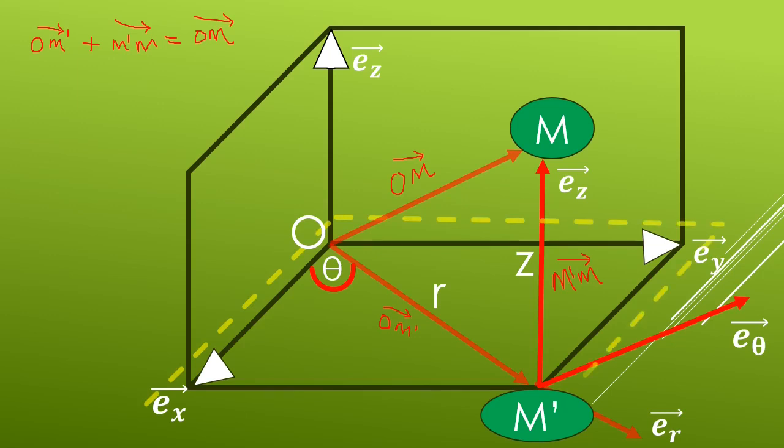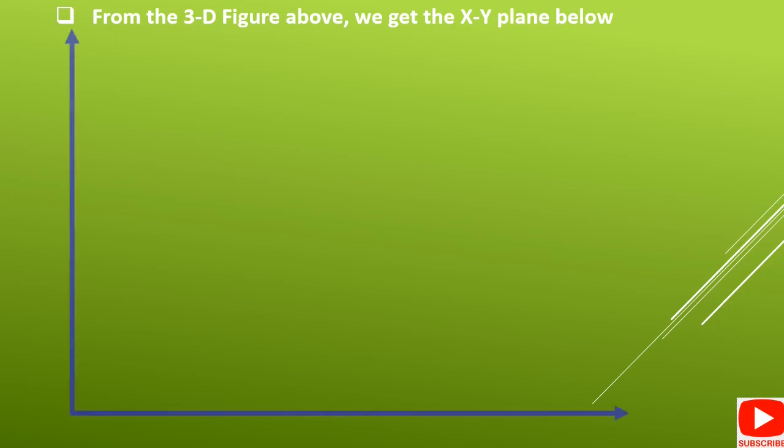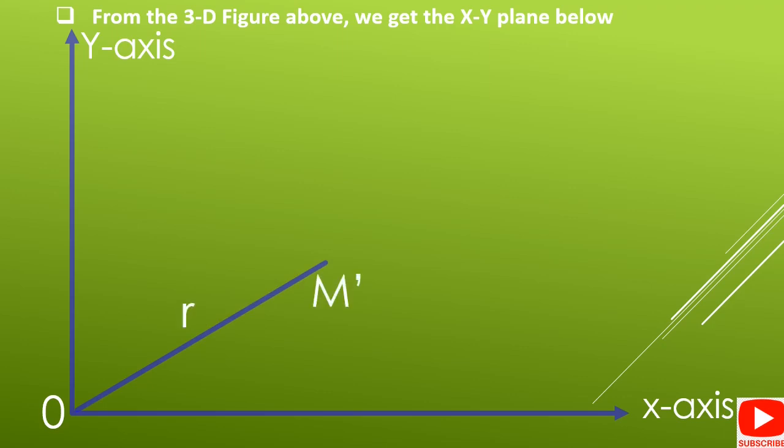So now, let us have a projection of our xy plane. From the three-dimensional figure above, we get the xy plane below. Remember that we want to project the xy plane from the three-dimensional figure above. So for you to do that, you must first of all start by drawing your coordinate axes, where this is your x and this is your y axis, which meet at the common point O. This distance is the distance r, and it is the distance from the point O to the point M prime. And theta is the angle made by r with the positive x-axis.